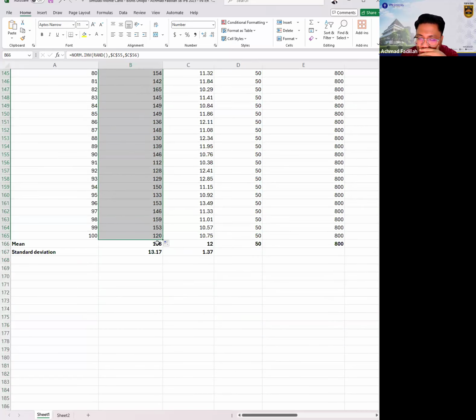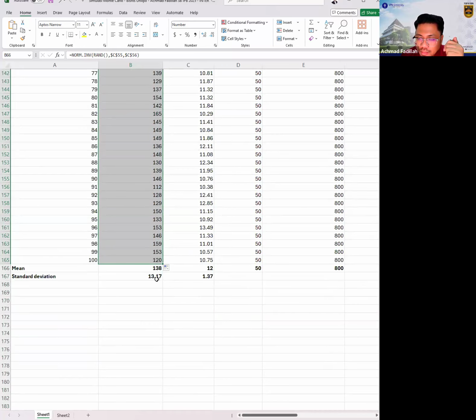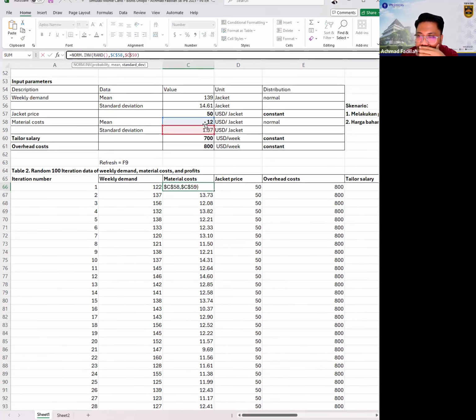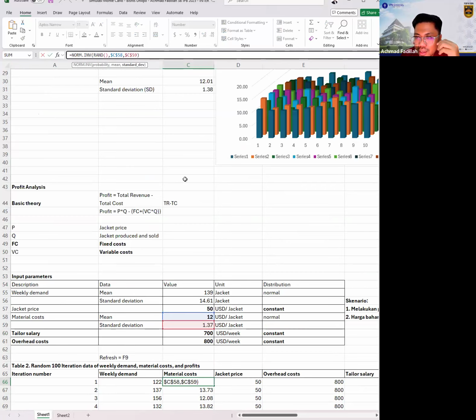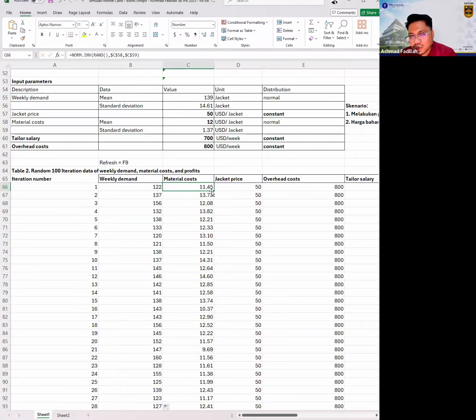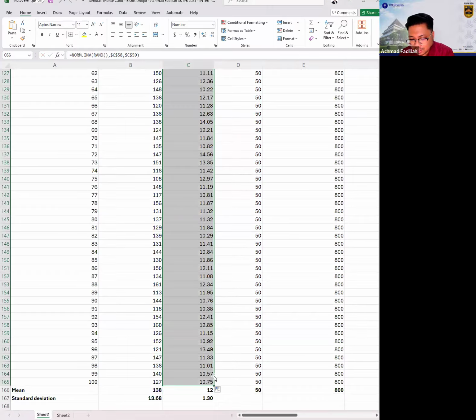In this case, 14 with the 13, so it will be referred to as the minimum and maximum value. And then the material cost I will not explain to you because we already discussed it before, but it's the same formula with the 12 and 1.37 in the above. You can see here I made this also for all, the formula for 100 iterations.